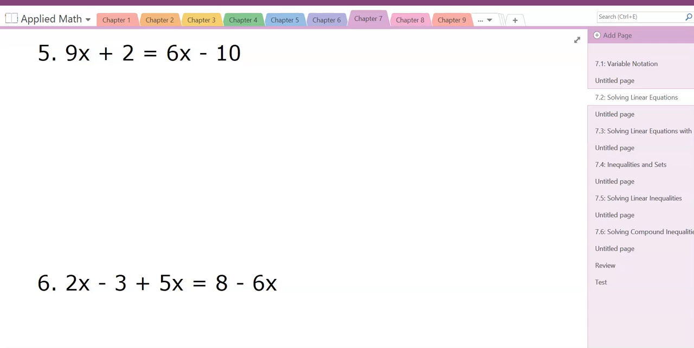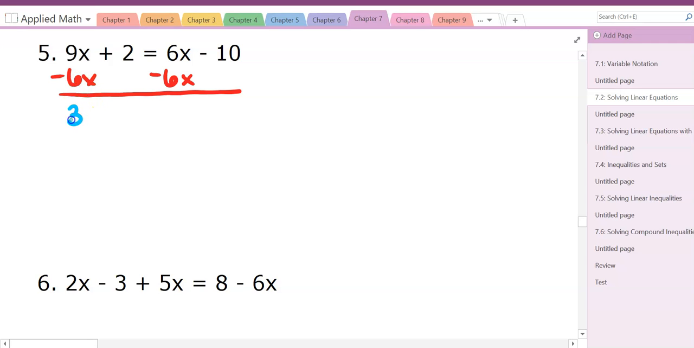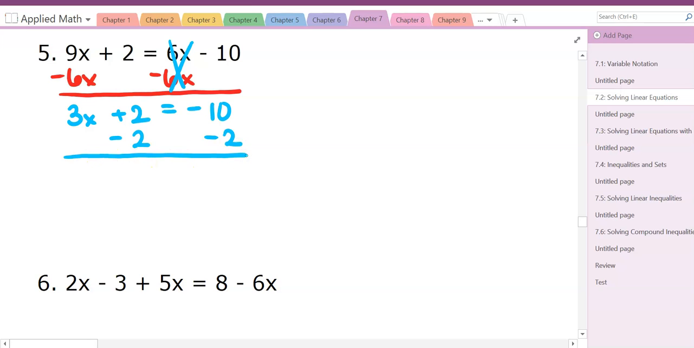Okay, so for number 5, you have to move a couple of things here. You have to move the 6x over, so I'm subtracting it from the 9x. So 9x minus 6x would be 3x, plus 2 is left. On the right side of the equal sign now, you just have a negative 10, because the 6x's were moved. Now I'm going to subtract 2 to get my numbers on the same side. So I'm left with 3x equals negative 10 minus 2, which is negative 12. Last step here is divide by 3.